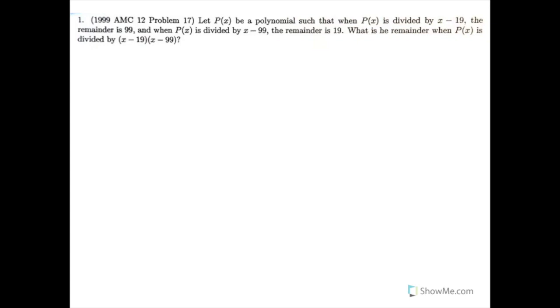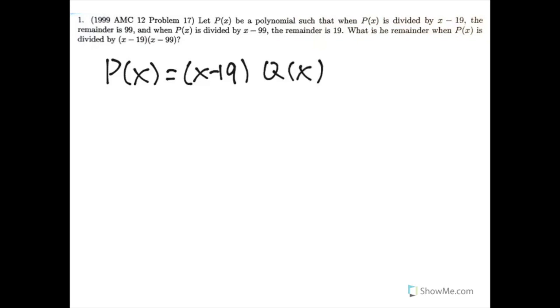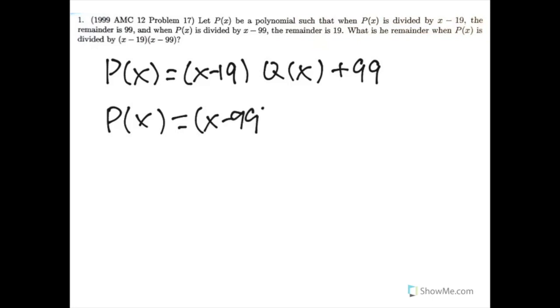So if p of x has a remainder of 99 once divided by x minus 19, we can write that p of x is equal to x minus 19 times some quotient, let it be q of x, plus 99. This is what the remainder theorem gives us. And for the second part, we would have p of x is equal to x minus 99 times another quotient, let's call it r of x, plus 19. So over here, r of x isn't the remainder, just to be clear.